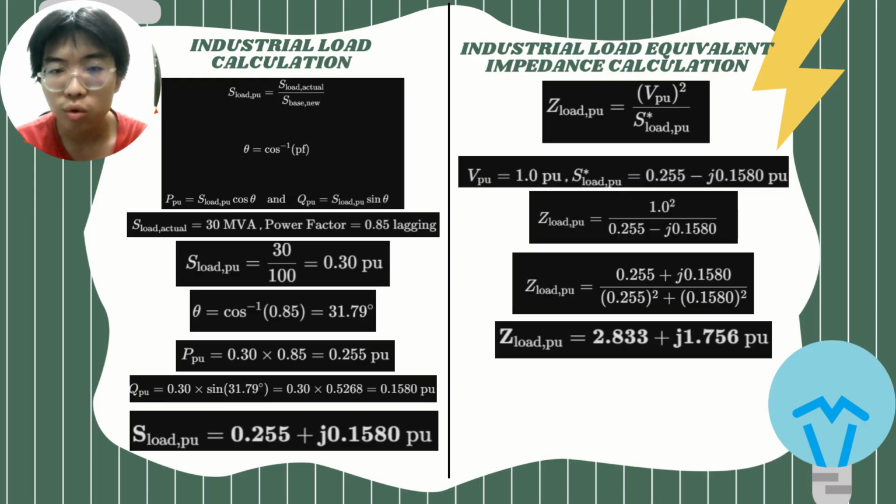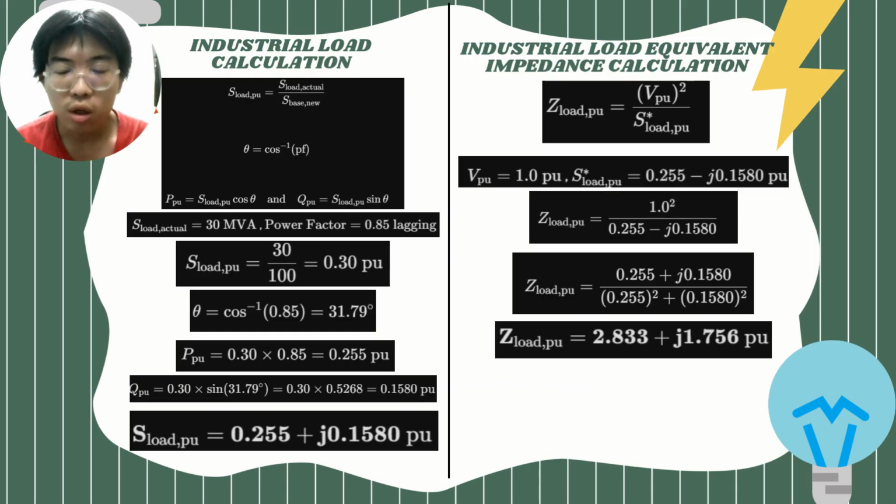S load per unit is equal to 30 divided by 100, and we get the first result, 0.3 per unit. Next, the theta is equal to cos inverse of 0.85, which equals 31.79 degrees. And the P per unit equals 0.3 multiplied by 0.85, equal to 0.255 per unit. And the Q per unit equals 0.3 multiplied by sin 31.79 degrees, which is 0.1580 per unit. And lastly, we get the S load per unit, 0.255 plus j0.1580 per unit.